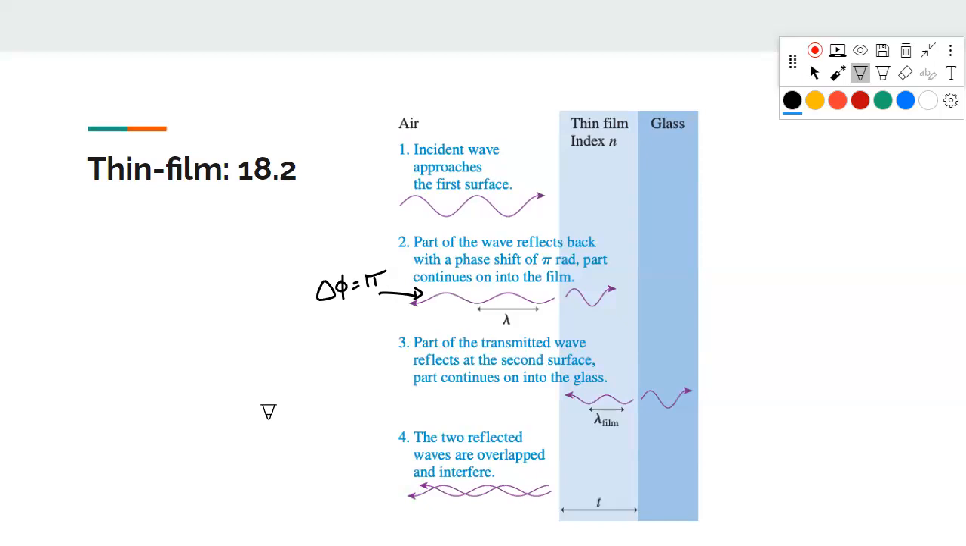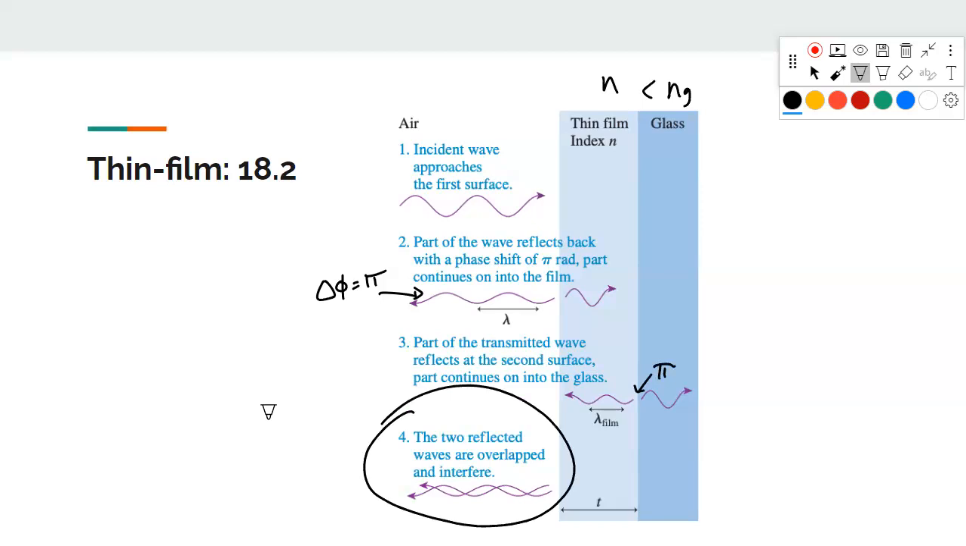So let's say the glass has an index of refraction n_G. Let's say it's bigger than this n. So in that case, we would get a phase shift of pi for the reflected wave, the second step. And so then that reflected wave from the glass goes back through the thin film. And again, some of it will reflect, some will transmit, but we only care about the part that actually leaves the thin film itself. And we end up with these two waves overlapping.